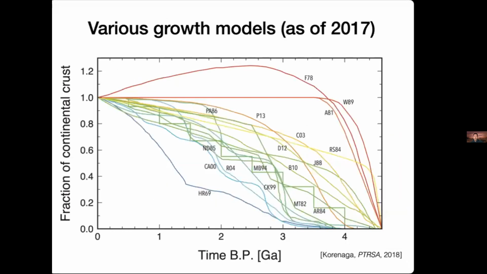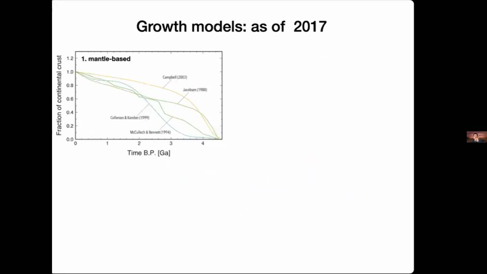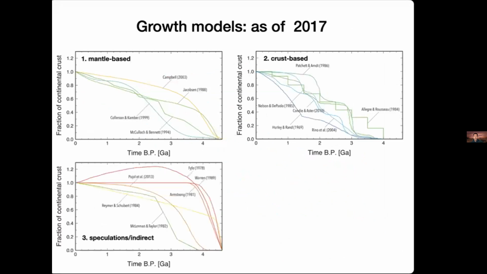Now, if you have ever read a paper about continental growth, you may have seen a figure like this, where you see many models have been proposed for continental growth, and they all look very different to each other. This was the situation when I started to work on continental growth a few years ago, and it looked very daunting. Now, the problem is that many of those models are actually not about continental growth, but people didn't realize that for a long time. It turns out we can classify these models into four groups: mantle-based, crust-based, speculations or indirect estimates, and artifacts.